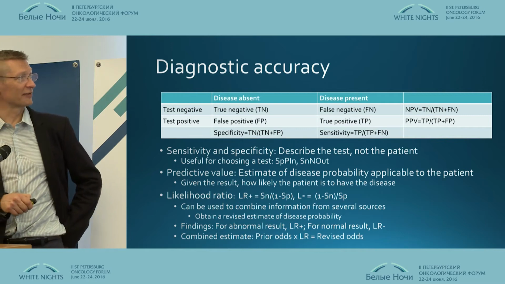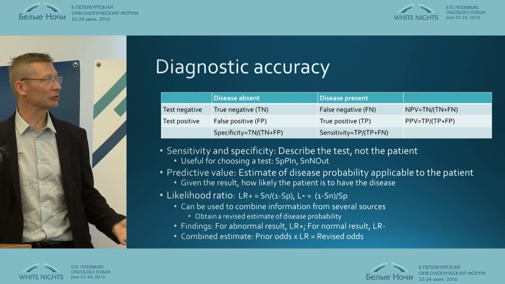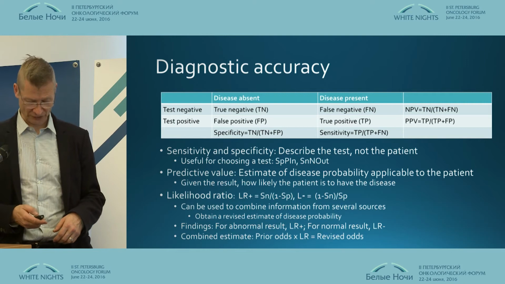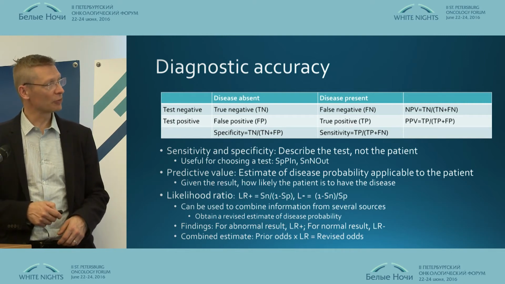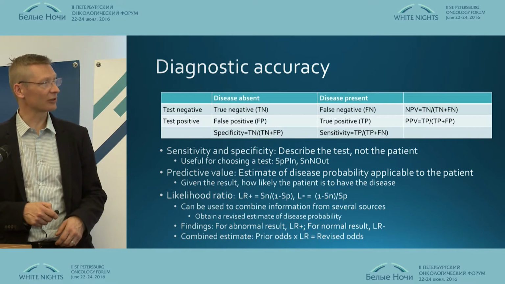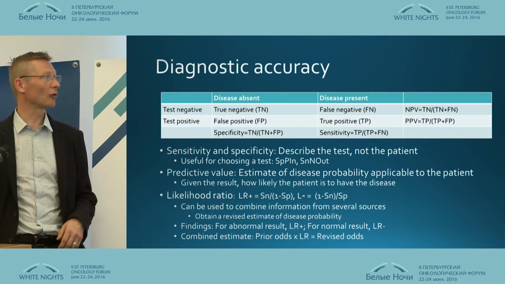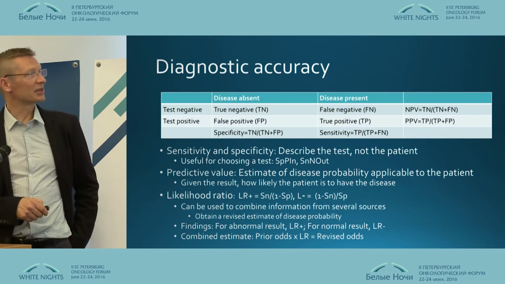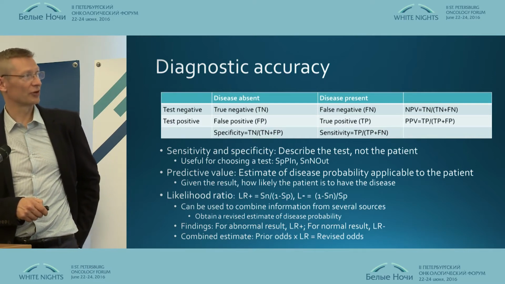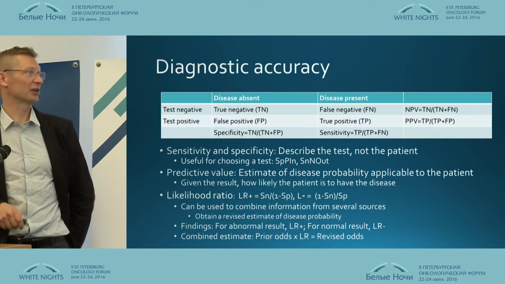And of these measures, sensitivity and specificity are features of the test, so they are not directly applicable to the patient, but they should be used in choosing a test. There are some rules of thumb called SPIN, meaning a specific test rules in a disease. A positive result in a specific test rules in a disease. So a specific test should be used for ruling in diseases. A negative result from a sensitive test rules out a disease. So this should be used for excluding a diagnosis for a patient.